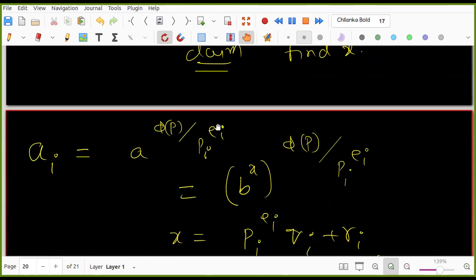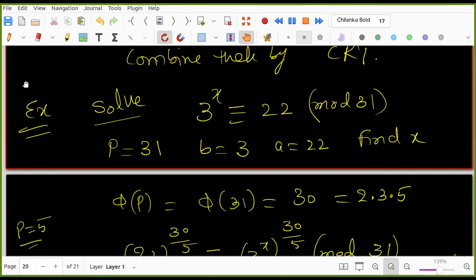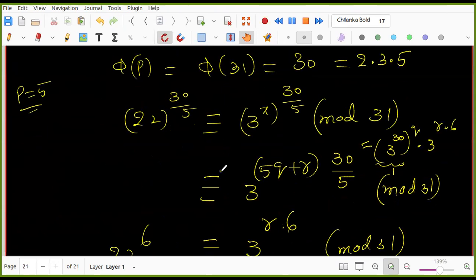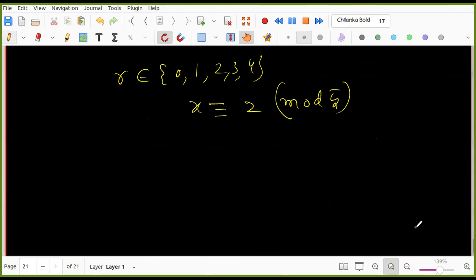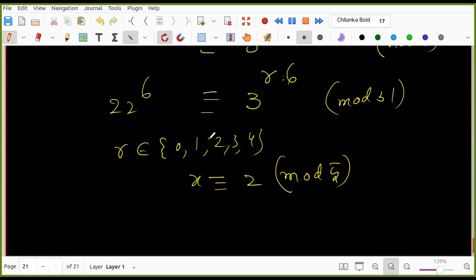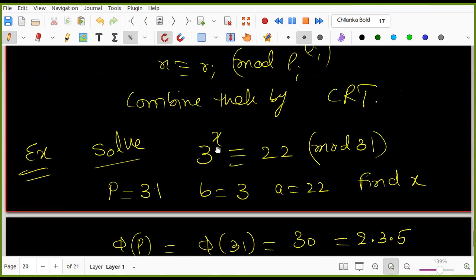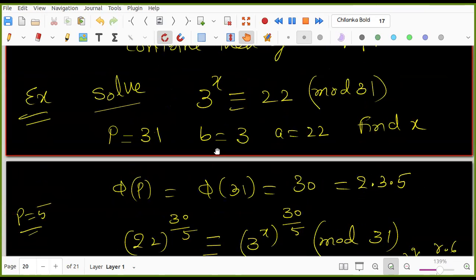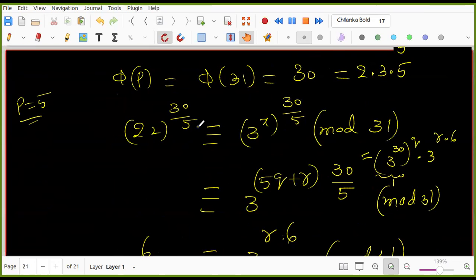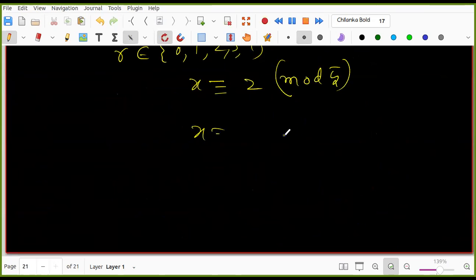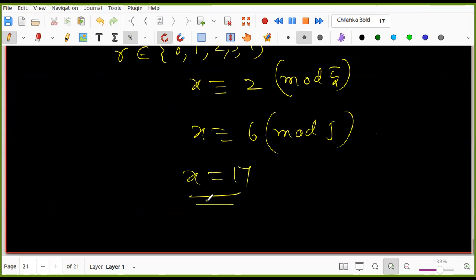First 5 only. So x is congruent to 2 mod 5. This is not the original x. This is only when modulo 5, which I had to find here. Similarly, we'll compute directly x is congruent to 6 modulo 5 as well. So by solving these two, we'll get x equal to 17. 17 is the answer. Okay.